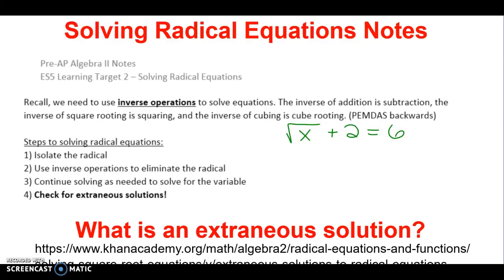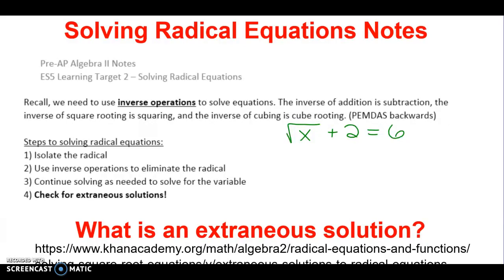So solving radical equations, the first step says to isolate the radical. What does the word isolate mean? By itself. Yeah, by itself. Like if I were isolating you in a room, that means nobody else is in the room, right? So is this radical currently isolated by itself?